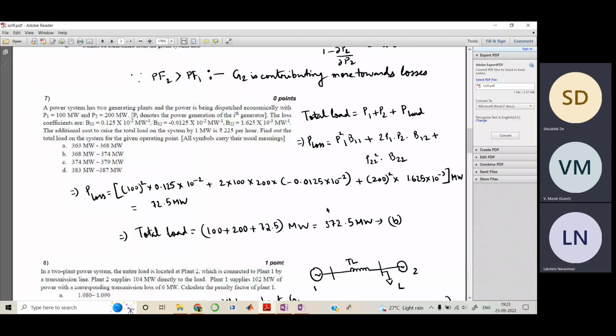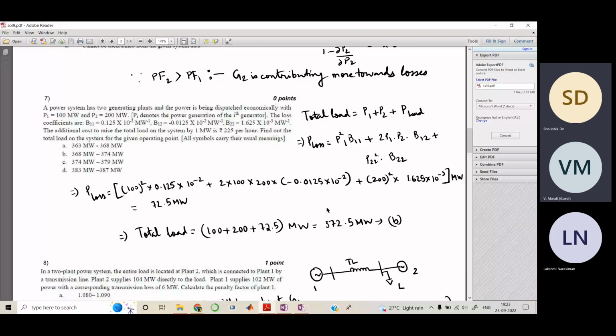Here they have already given the generation. So generation is fixed. I'm going to take generation as fixed. Then I need to subtract the loss from it to find the actual load. It should be minus, right? Yeah, you are right. Your demand should be your total load minus the losses.